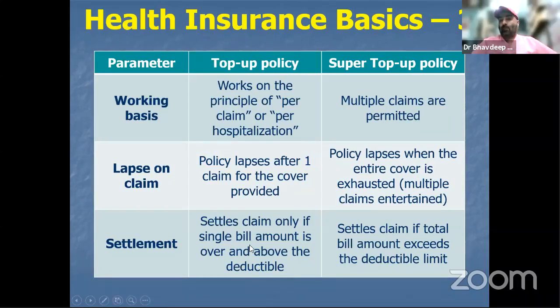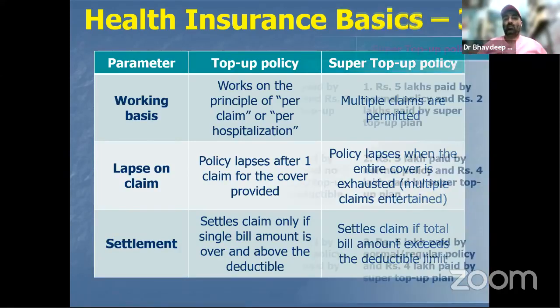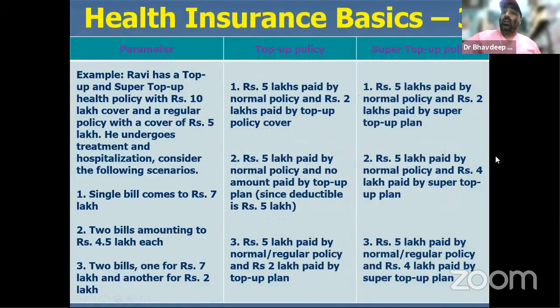So it settles the claim only if the single bill amount is over and above the deductible. Single bill amount means that your basic plan or the regular plan has to be breached. The basic limit has to be breached. So again, it settles the claim if the total bill amount exceeds the deductible limit only. You have to set the deductible limit multiple times or from the total threshold. Let me give you a few scenarios to understand a little better in this regard.